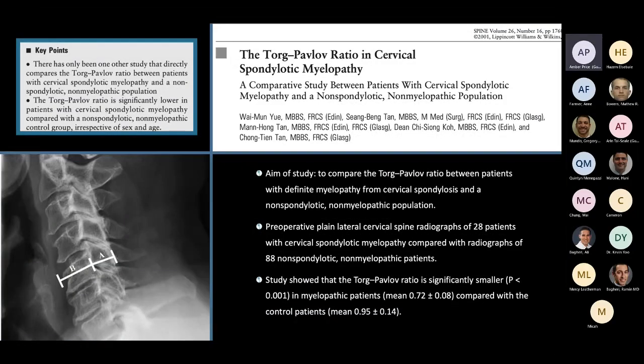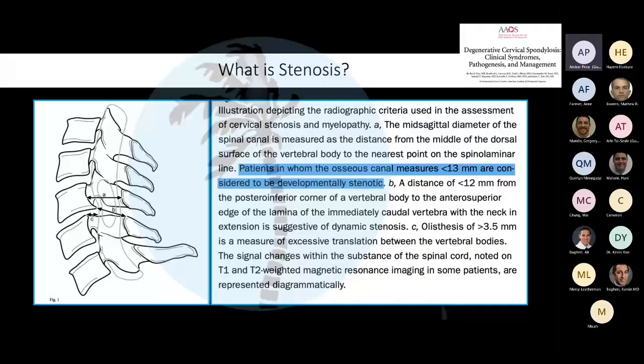So this is the paper that looked at the Torg-Pavlov ratio in CSM, and they compared 28 patients with myelopathy to 88 patients without. The study showed that the Torg-Pavlov ratio is significantly smaller, with significant statistical findings, in myelopathic patients. Their mean average was 0.72 compared with the control patients' mean of 0.95. So this is where that 0.8 cutoff comes from.